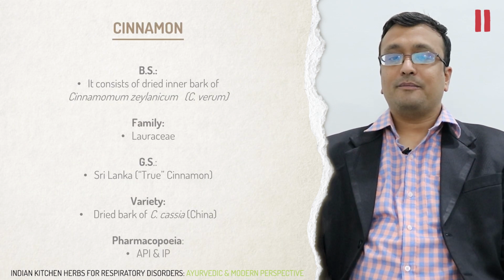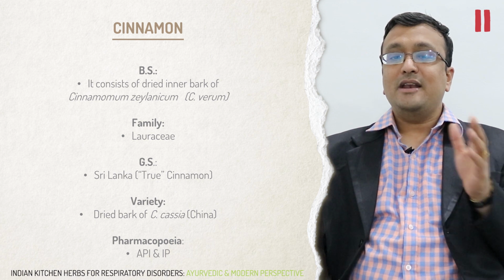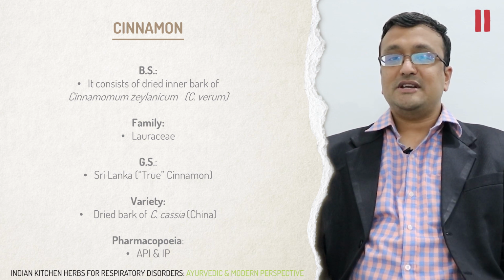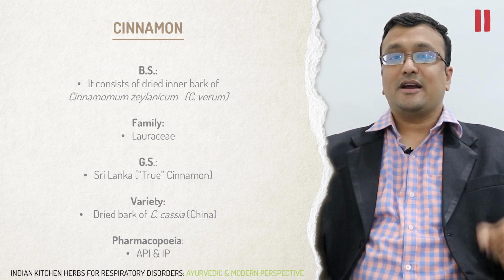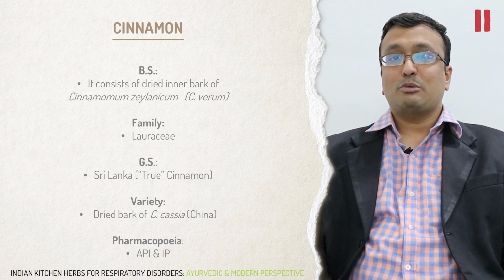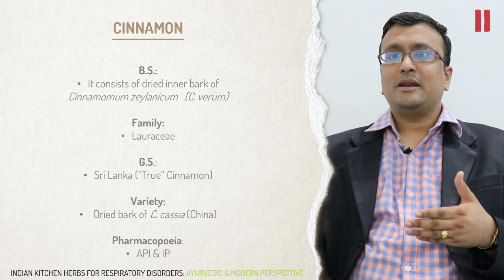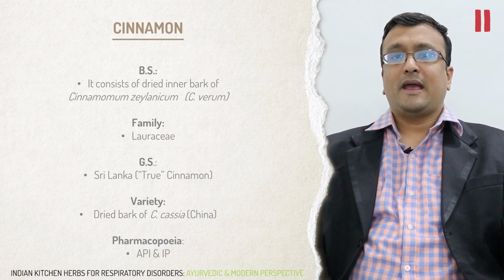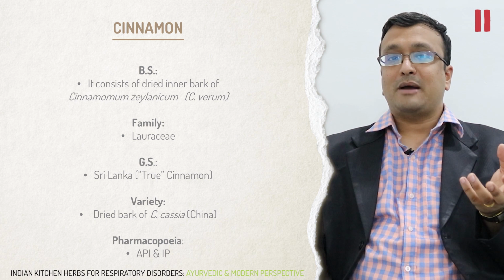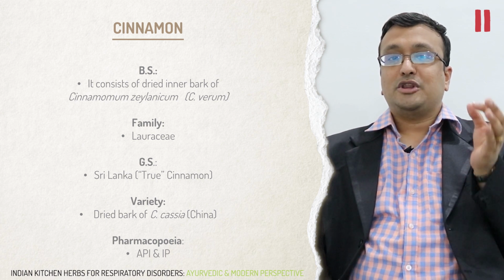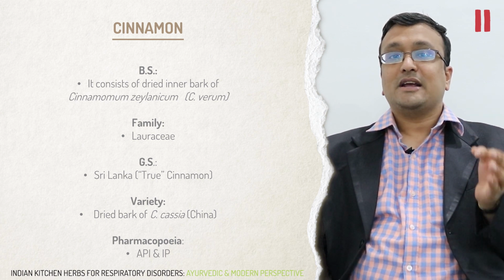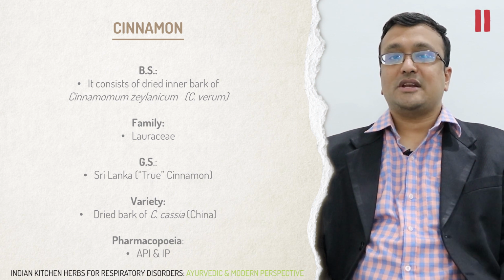So what is cinnamon? It is actually an inner bark of the species Cinnamomum zeylanicum, also known as Cinnamomum verum, belonging to the family Lauraceae. Now cinnamon has a lot of varieties and many of them might be present in our kitchen. But the true cinnamon is the Sri Lankan cinnamon or the Ceylon cinnamon.